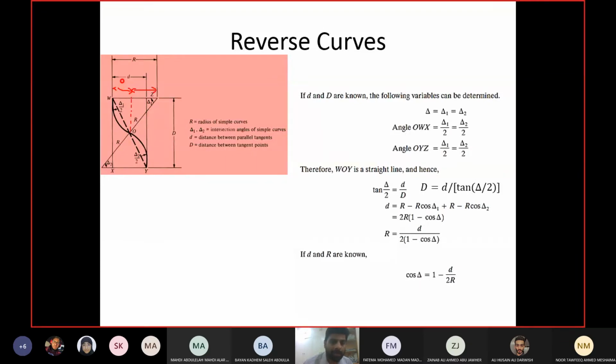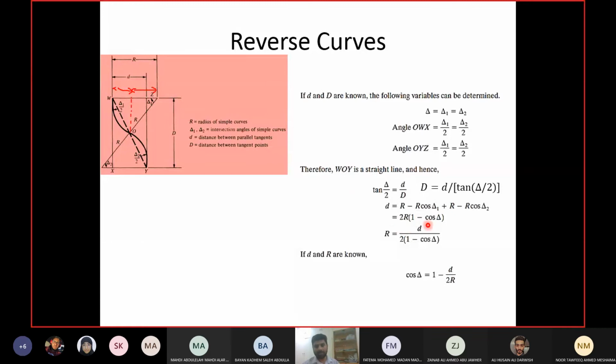I should do r minus r cos delta twice. So this is what they are doing here, r minus r cos delta twice. Again, they are writing delta 1 and delta 2, but there is no need for it. So if you add these terms, you get 2r minus 2r cos delta, and 2r is common in both the terms. So you take 2r as common outside and the remaining is in the bracket.